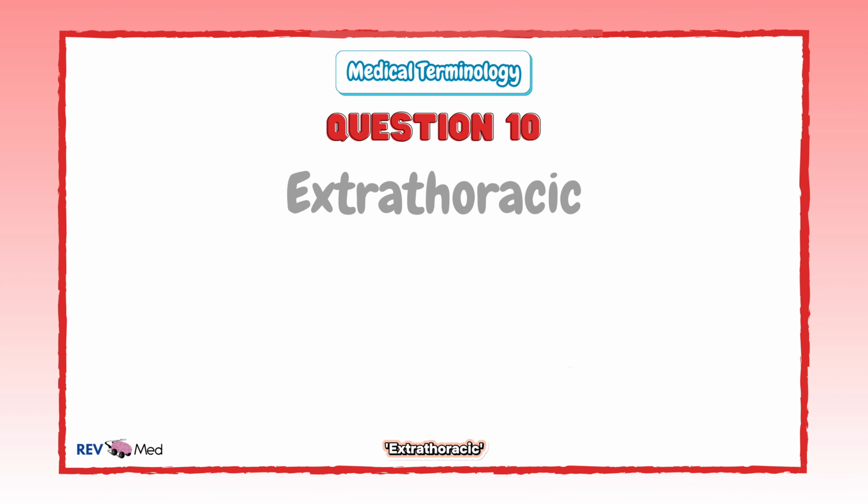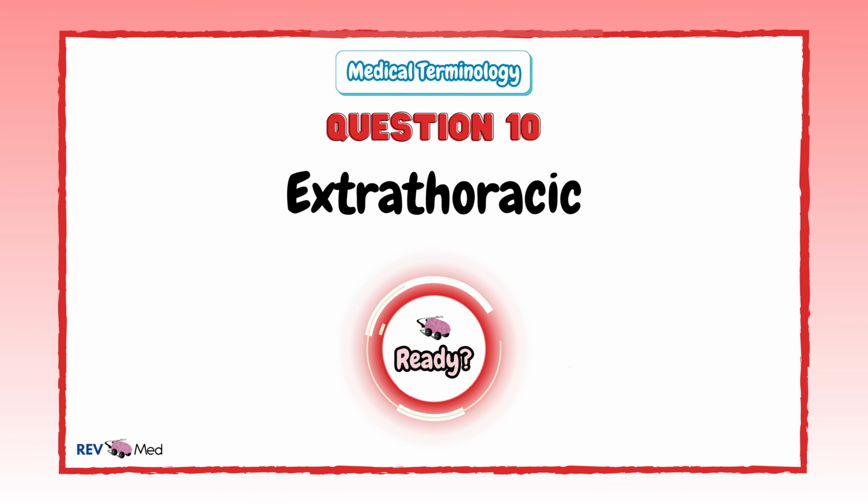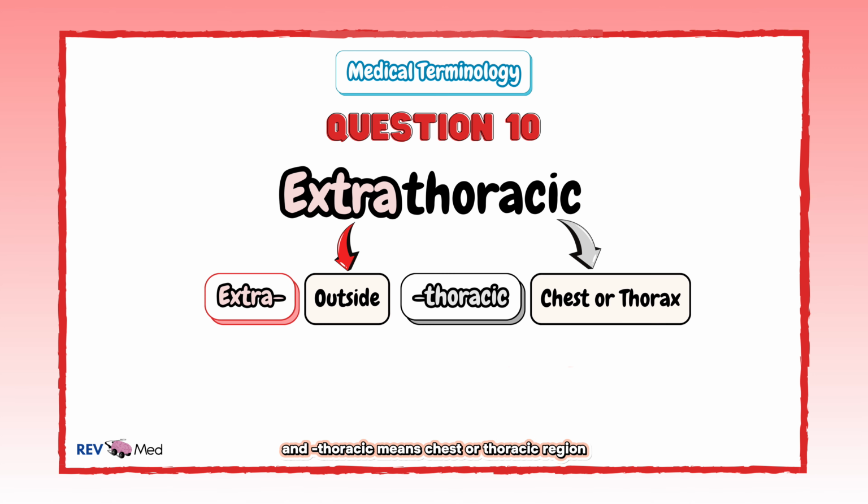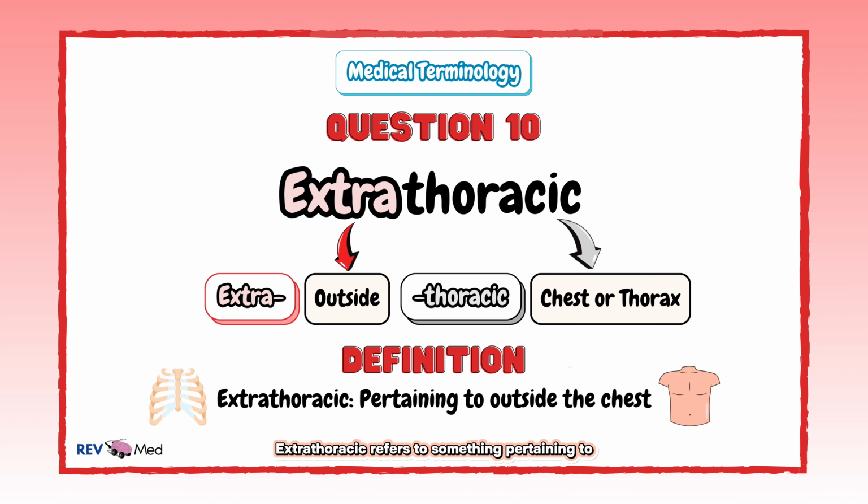Question 10. Extrathoracic. Extra means outside, and thoracic means chest, or thoracic region. Extrathoracic refers to something pertaining to outside the chest.